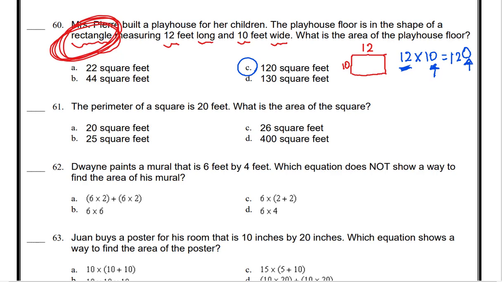Okay, everyone, if you have any problems, please ask about question 60. Any problems? So this is a rectangle, and we multiply 10 by 12. It's 120. Any problems?